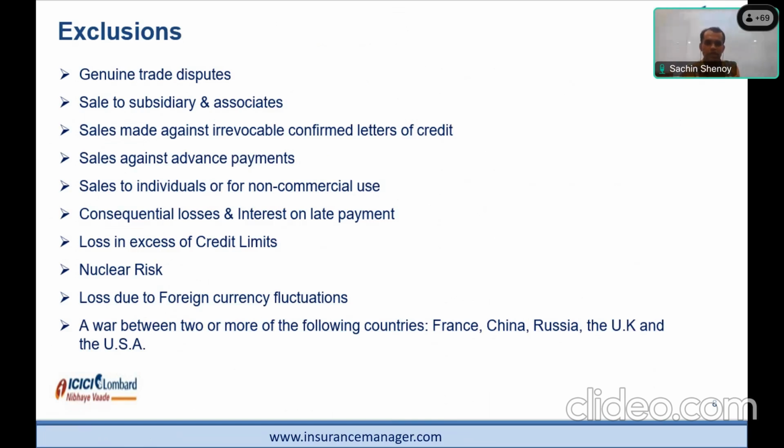Whatever credit limit we have set, the insurance company is responsible up to that amount. If you do business above that, that loss would need to be completely absorbed by the insured. Then nuclear risk and a war between five power nations. If that event happens, or what we technically call nuclear war, this cover would be suspended.